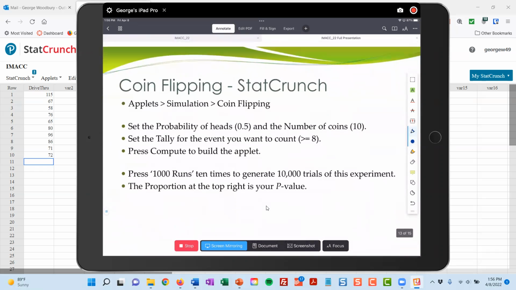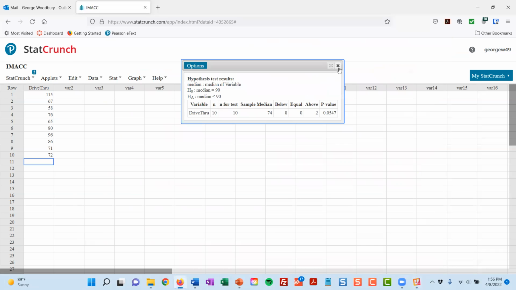So StatCrunch has a built-in app for that. There's others, by the way, online that you can use. You don't have to use StatCrunch to do this, but you can build a simulation of coin flipping where we'll flip a coin 10 times, thousands and thousands of times for you, and count how many times you get 8 or more heads. So let me show you what that looks like. And you'll notice our p-value from before was 0.0547. We're going to be close to that with the coin flipping as well.